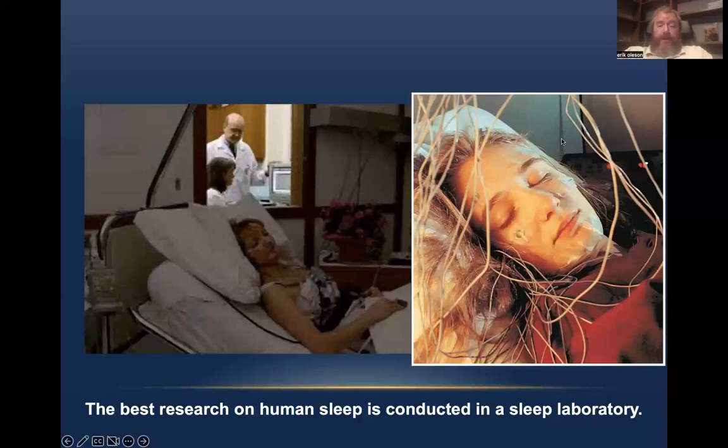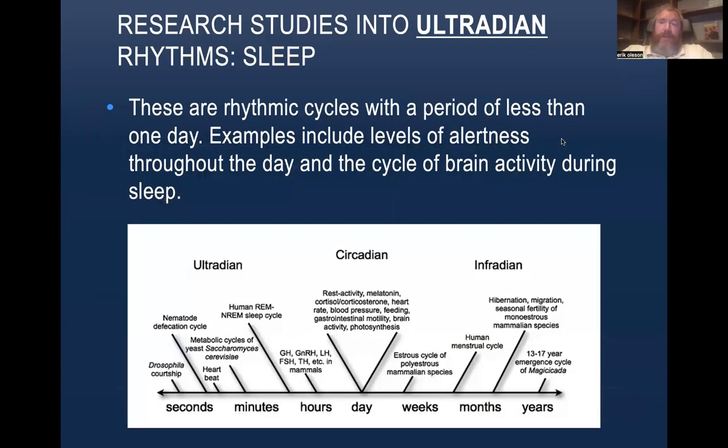So now we're going to talk a little bit about the sleep stages and why we sleep, or theories as to why we sleep. Reality is we don't know why we sleep. But I can tell you about our speculations. So in the sleep lab, we study ultradian rhythms.